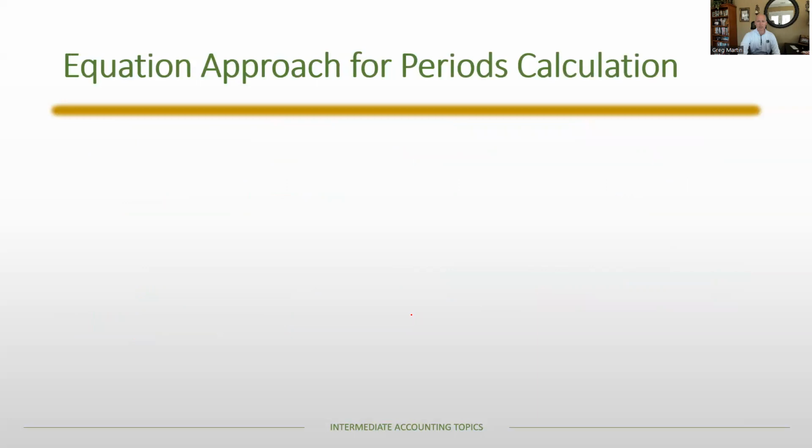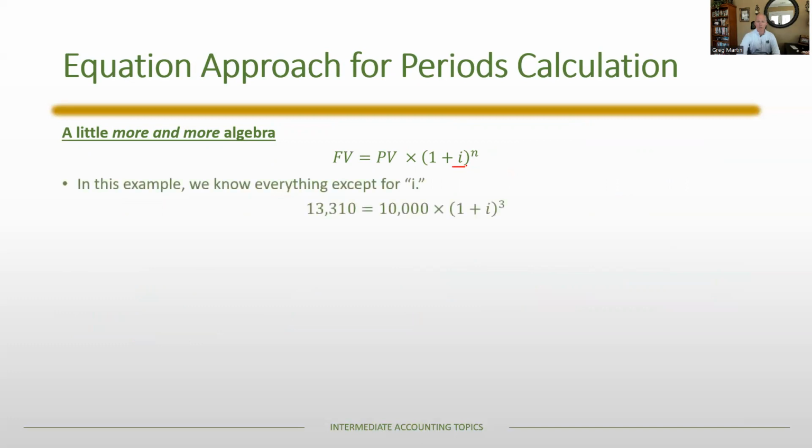And so in looking at this, again, we can go through our equations, more algebra here. Again, we're going to start with our future value equation, and we're trying to isolate the I. And so, thinking about our example, we have 13,310. That's the future value. The present value is 10,000. Of course, we don't know the I, but we do know the N.